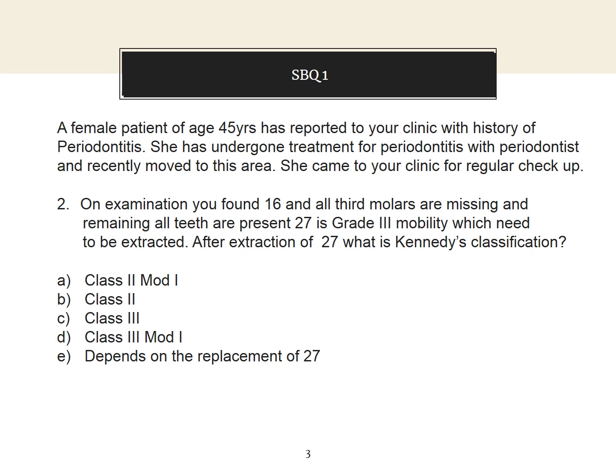It depends on the replacement of the 2/7, on the patient's choice, whether he wants the 2/7 to be replaced or not. When 27 is replaced, it changes to one classification. If it is not replaced, it is another classification. So basically 27 plays a key role. We'll come to those rules at the end.